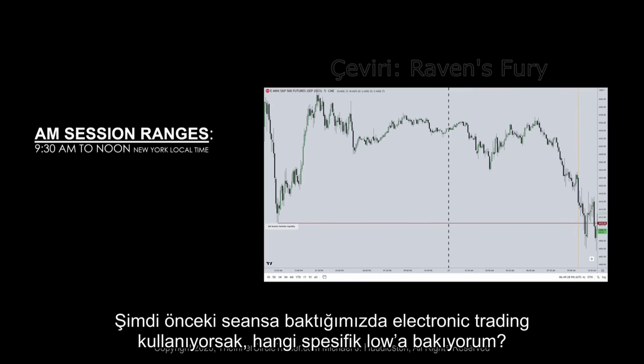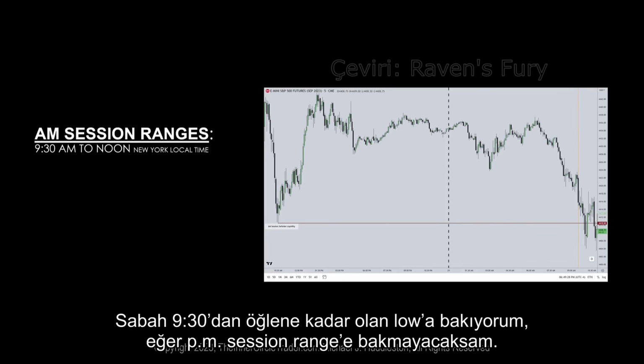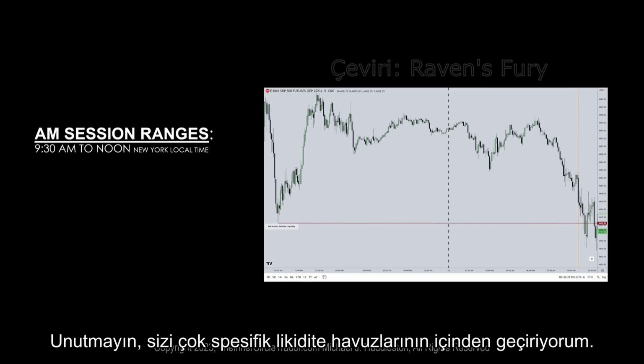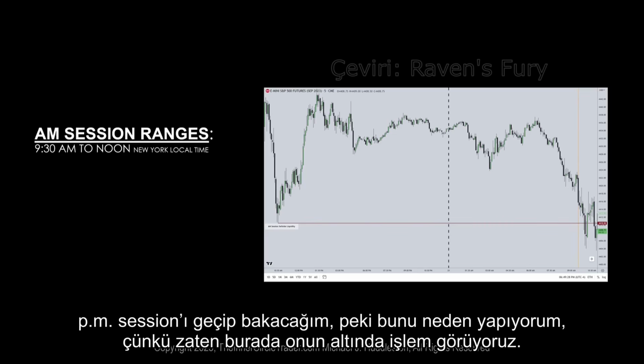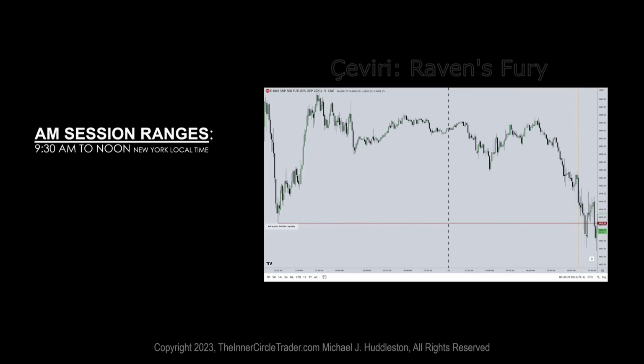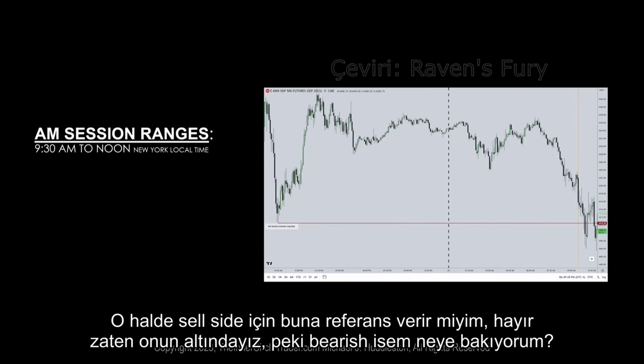Now, if you look at the previous session and you're using electronic trading, what specific low am I looking for? I'm looking at the 9:30 in the morning to noon. If I'm not going to look at the PM session range, remember I'm taking you to very specific pools of liquidity. I'm going to look past the PM session. Well, why would I do that? Because we're already trading below it over here. So would I refer to it for sell side? No, we're already below it.